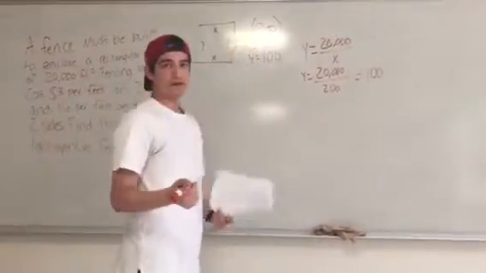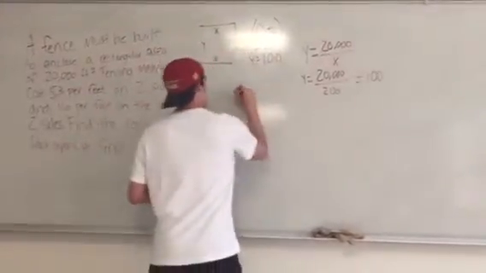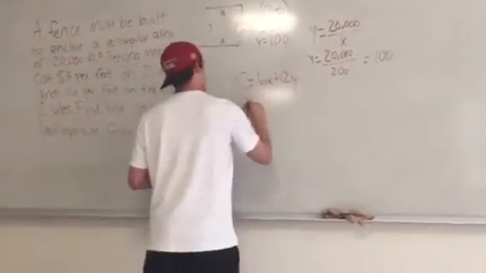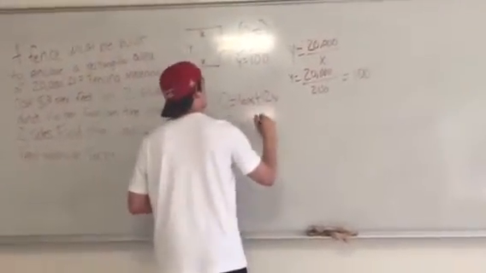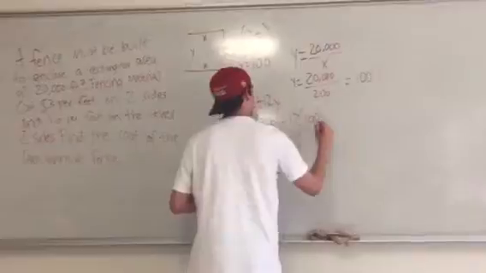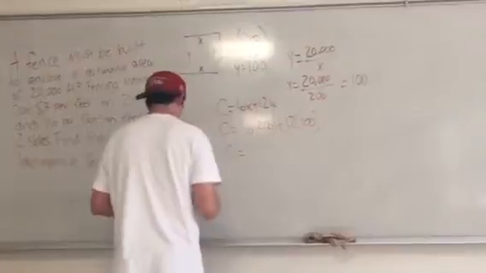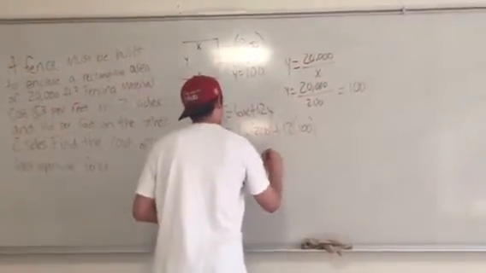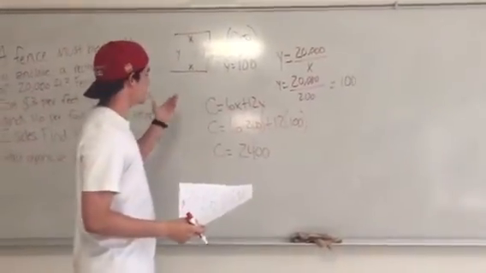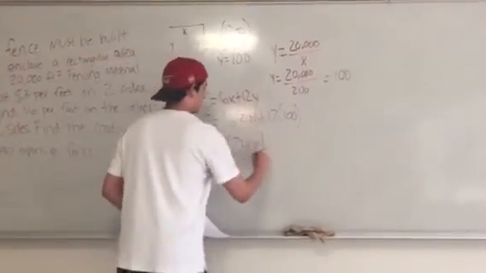Now that we have both of our variables, we're going to determine the cost of the least expensive fence. So C equals 6x plus 12y. C equals 6 times 200 plus 12 times 100. Let's go ahead and put that in our calculator to make sure we're correct. And the answer is 2,400. So now we know x and y are 200 and 100 for the sides of the fence, and the cost of our least expensive fence is going to be $2,400.